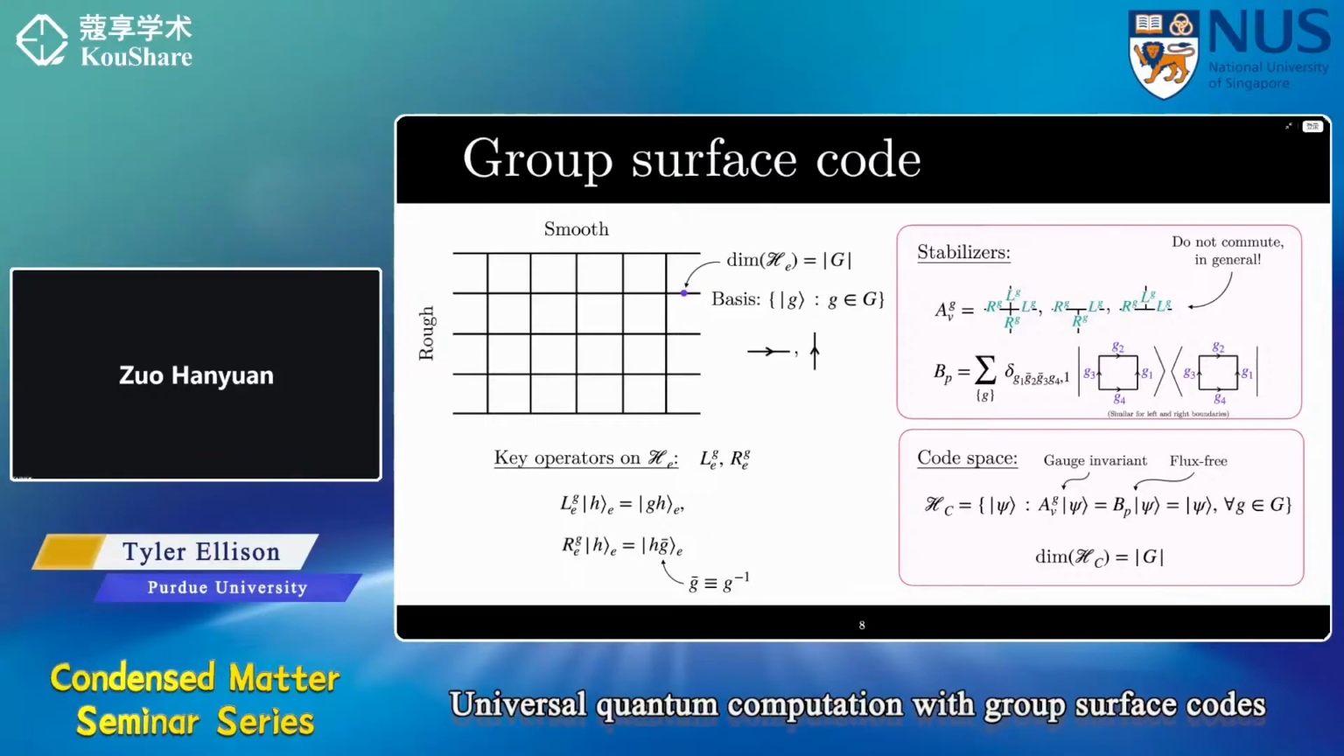Does the surface code support non-Clifford gates? That's a good question.